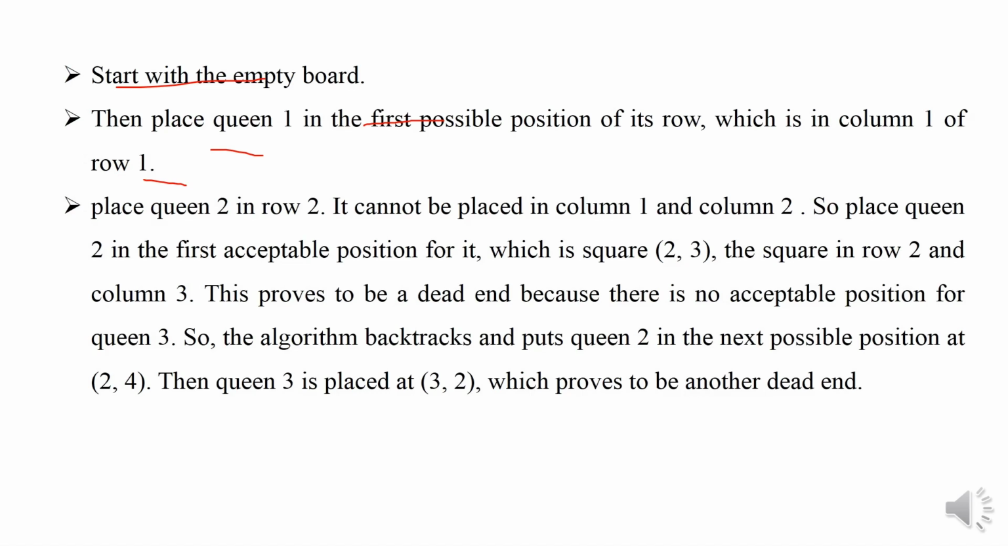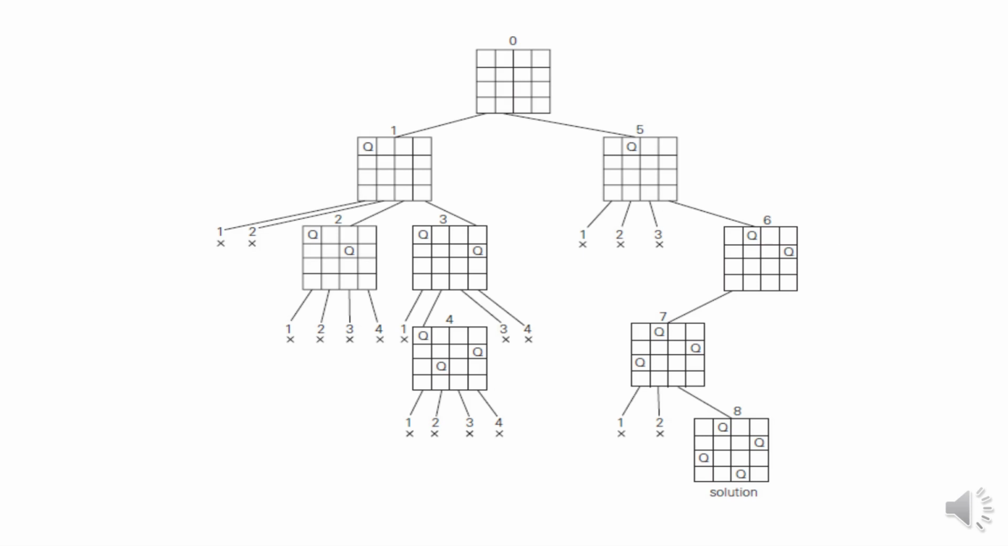Once queen 1 has been placed, then you try to place the second queen. Now the place of the second queen is definitely the second row. But you have to choose a suitable column such that you do not violate the constraints. That is, it should not be on the same column as that of the first queen and it should not be on the same diagonal as well. So let's look at the state space tree.